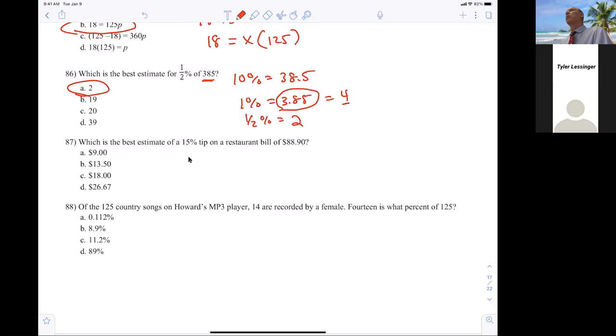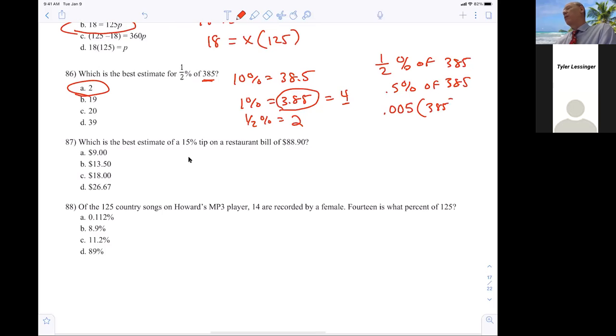I don't understand. Well, what did you want to do? No, no, no, no. It's not asking what's half of 385. It's asking what's 0.5% of 385. So remember, a half is 0.5. So if I want to do 0.5%, it would be 0.005 times 385. Yes, because you have to move it twice.